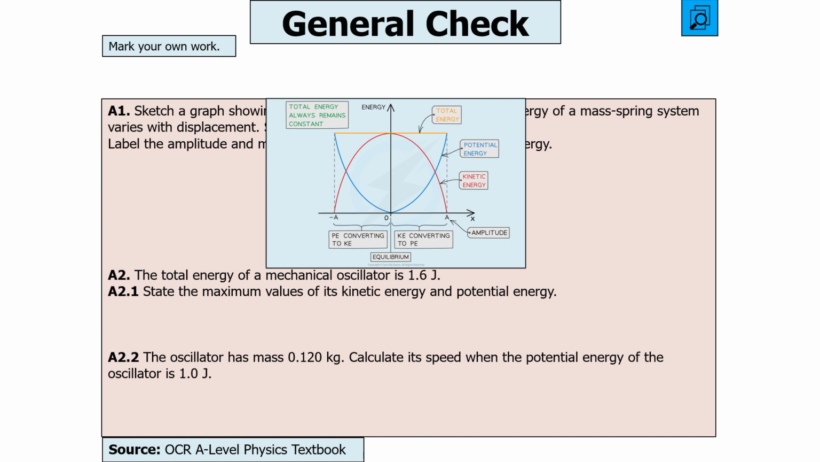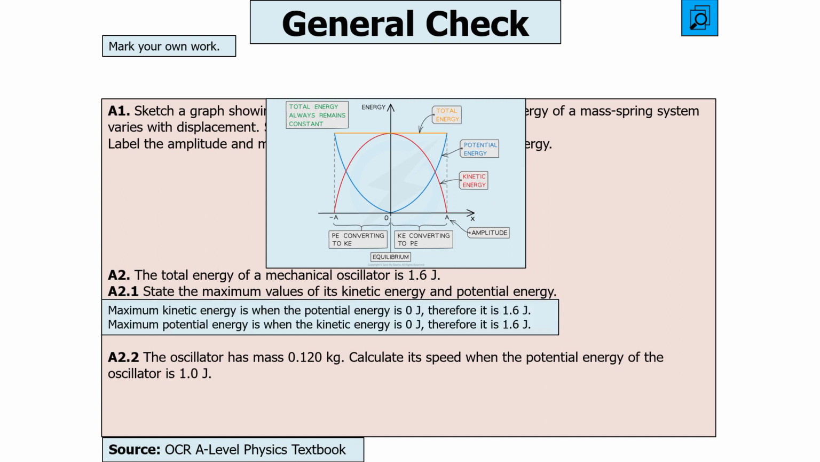Now the next one, what's the maximum value of kinetic energy and potential energy? Your maximum kinetic energy comes when the potential is 0, so therefore it's 1.6 joules. And the maximum potential energy is when the kinetic energy is 0 joules, so therefore that is also 1.6 joules.